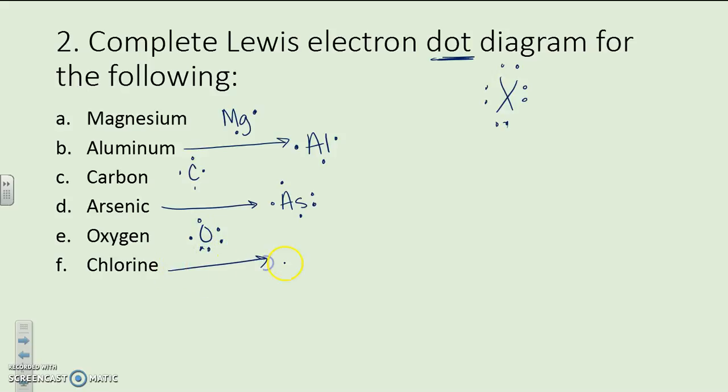And then chlorine is in group 17. It has 7 valence electrons, and therefore we will draw 7 dots. Oops, I drew too many. I got real happy on that. I was just dot happy for a second there. Okay, there you go. So you have 7 dots around it.